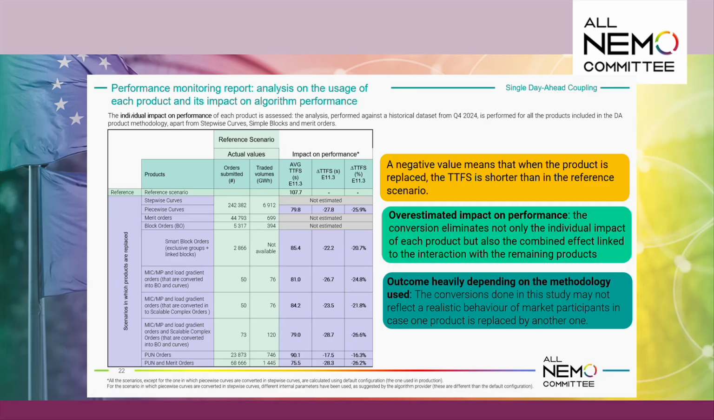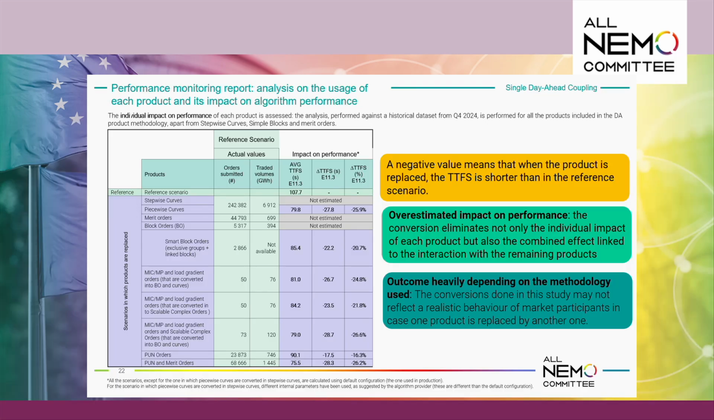But we also have different kinds of exceptional or fancy products that could be used, and these are the smart blocks, the MIC and MP orders, the load gradients, and also now the scalable complex orders. We also had in 2024 PUN orders and PUN and merit orders. So what we are doing in this exercise is replacing these kinds of orders and reintroducing them again in the algorithm. And we are comparing the base scenario and the refactored scenario, and then reporting the improvement, which actually represents the impact of each one of the products introduced in the algorithm.